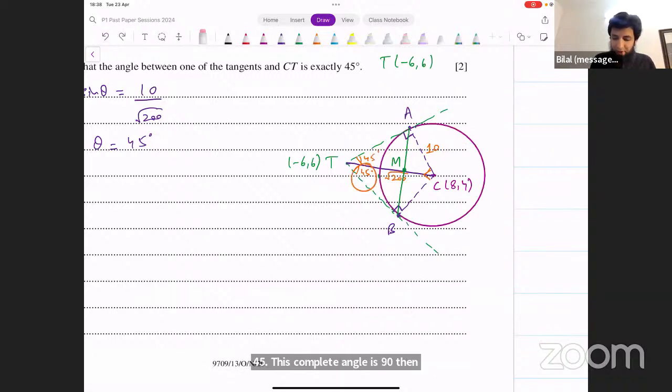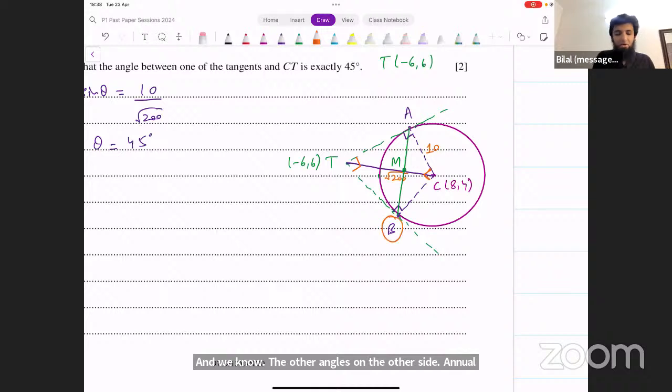Now, since this complete angle is 90, and we know the other angles on the other side, angle at A and angle at B, they're already 90. Why? Because they're radius and tangent. The opposite angle, this remaining angle, that's also going to be 90.